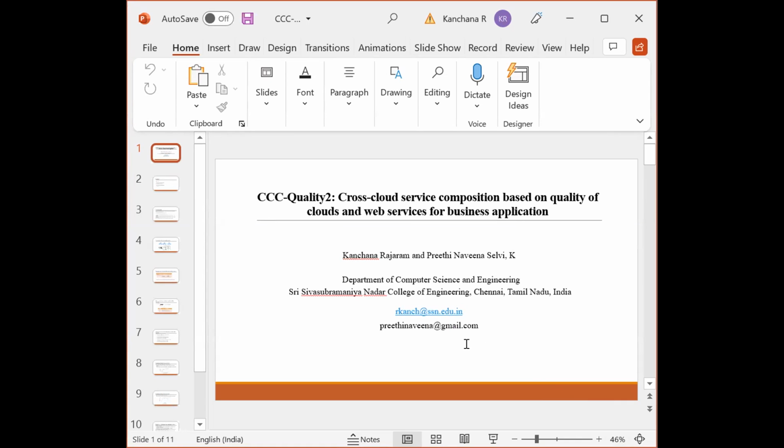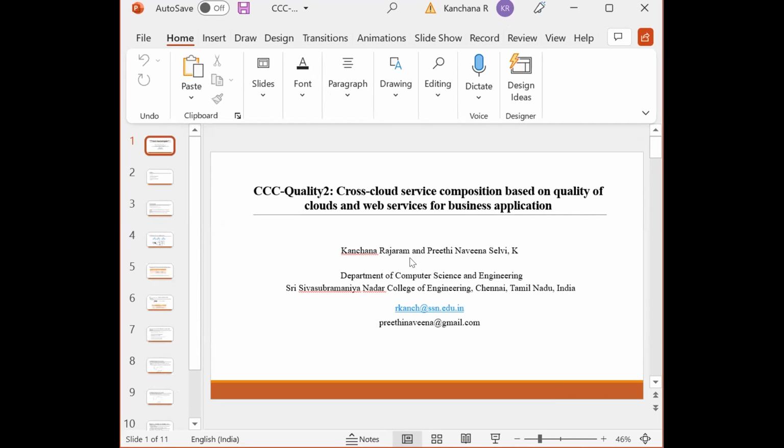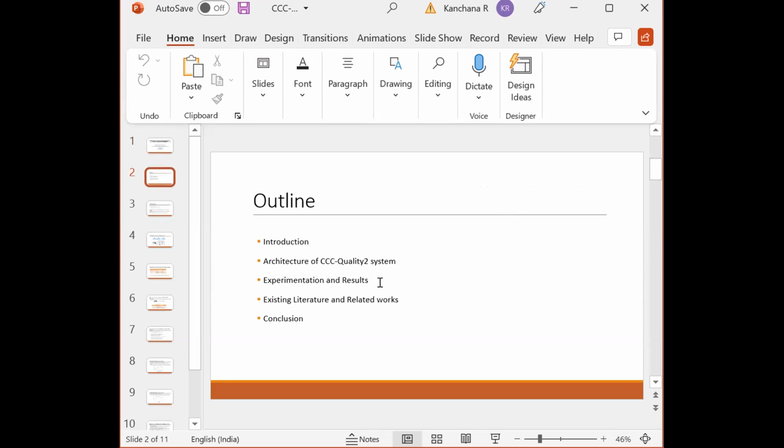So, good evening. Our paper is cross-cloud service composition based on quality of clouds and web services for business application. My co-author is my student Preeti Navina. I am from SSM College of Engineering in Chennai. In this presentation, I will be outlining the architecture of our proposed work, the experimentation and results from this work, and then finally, I will compare our work with the related work.